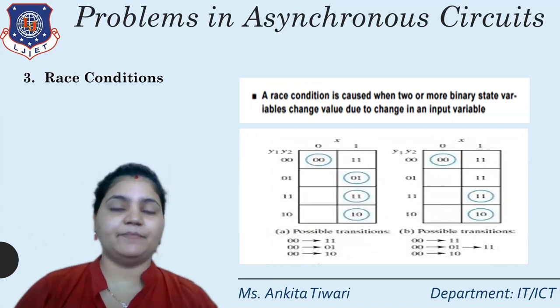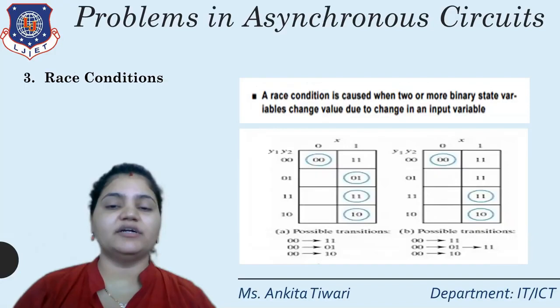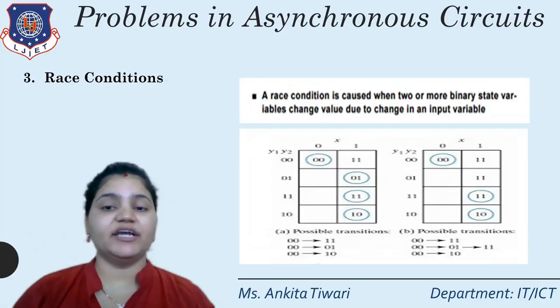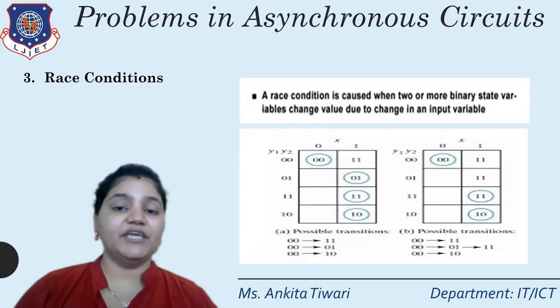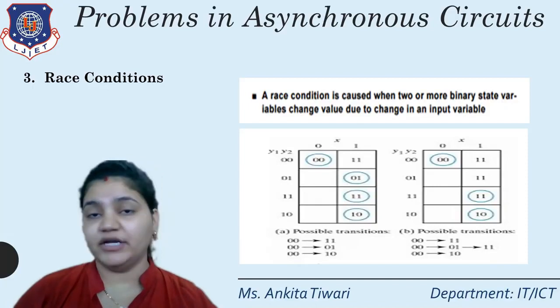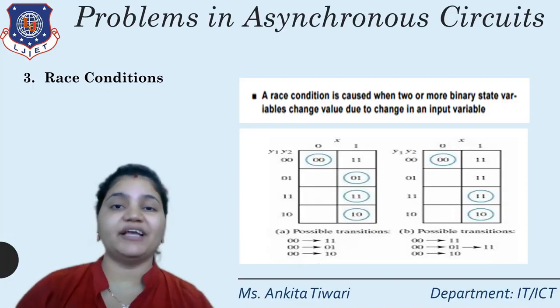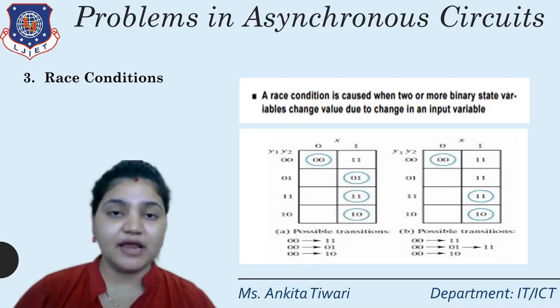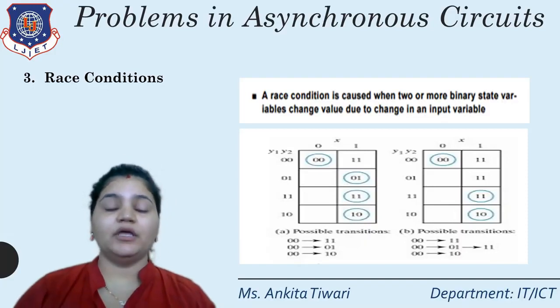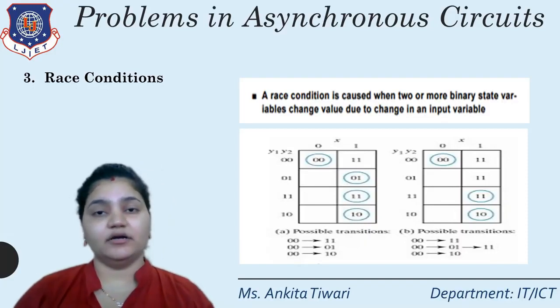In our example, as you can see, when x value is 0 and y1, y2 is 0, 0, the next conditions are 0, 1, 1, 1 and 1, 0. But when we change from 0, 0 with x value as 1, we can have two conditions, that is 1, 1 and 1, 0. That means we are changing two values at the same time. But at that time it can cause a problem because memory access cannot be available at the same time. So this is a problem in asynchronous circuits.